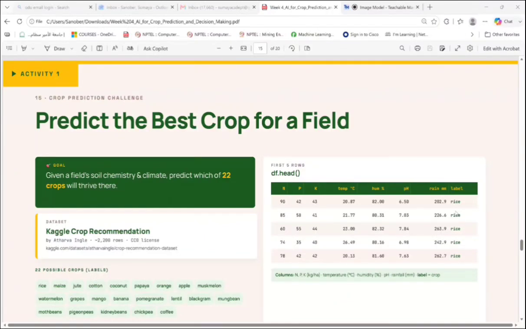Like for example, between 200 to 270, it is going to classify it as rice. So if you see over here, the rainfall is 220 mm, here 263, here 242, 262. It is classified as, or labeled as, rice.